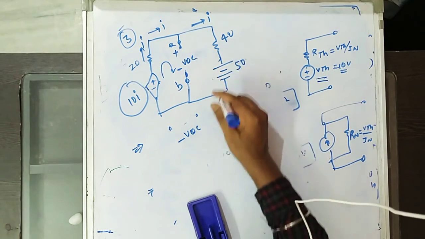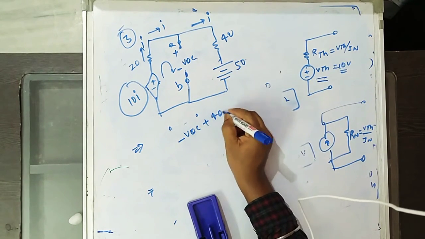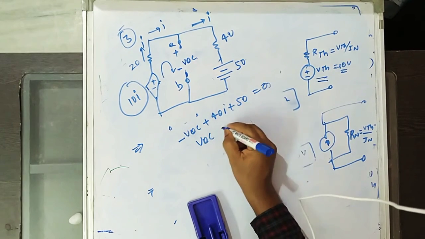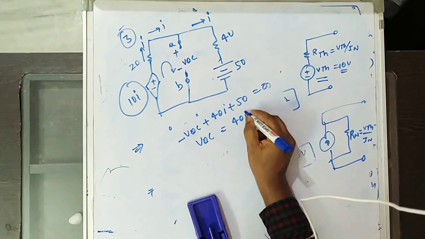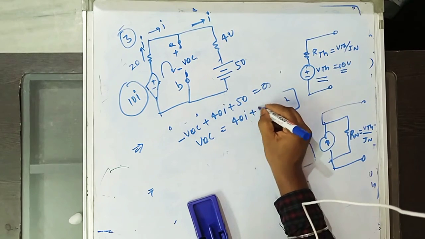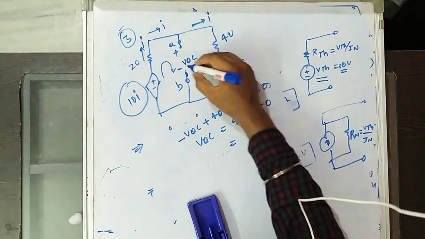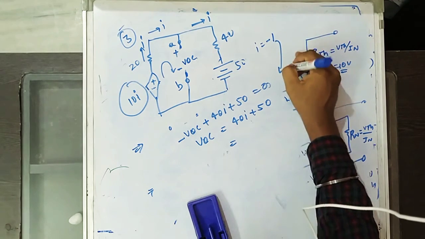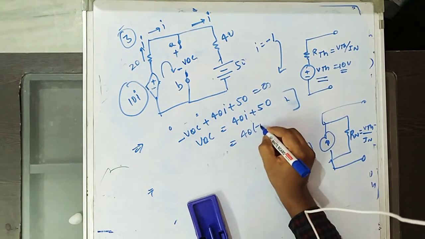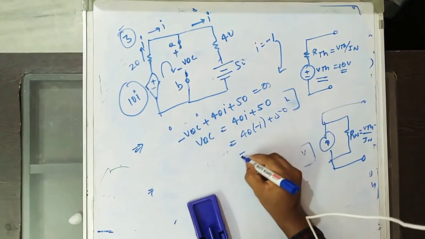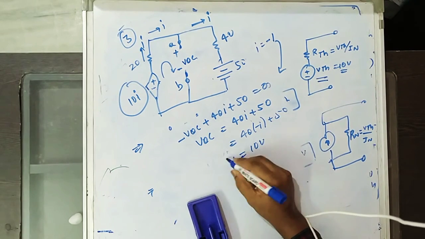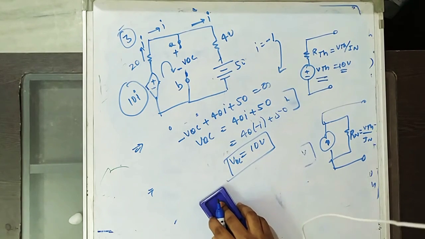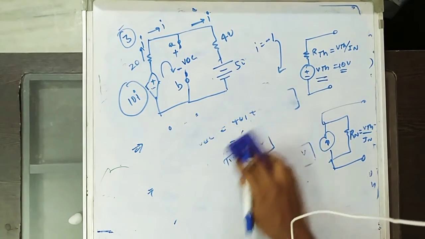Instead, if you wish to find it from the other loop, we directly get VOC plus 40I plus 50 equal to 0. So VOC equals 40I plus 50, and I equals minus 1. Substitute that here. Either way you got 10 volts. So don't panic while solving for VOC. Finding this VOC is a bit difficult, but now we got V Thevenin.